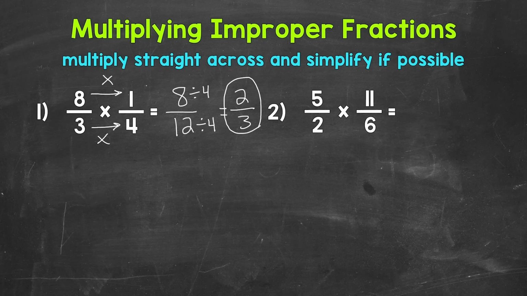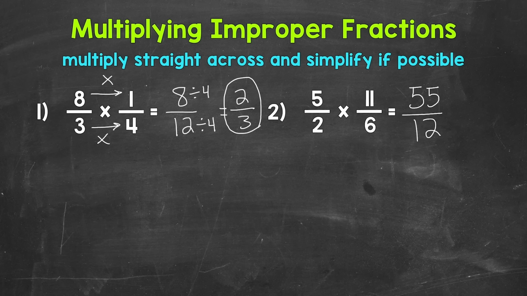5 times 11 is 55. Now for the denominators. 2 times 6 is 12. So we end up with 55/12, which is an improper fraction. So let's convert this to a mixed number for our final answer.